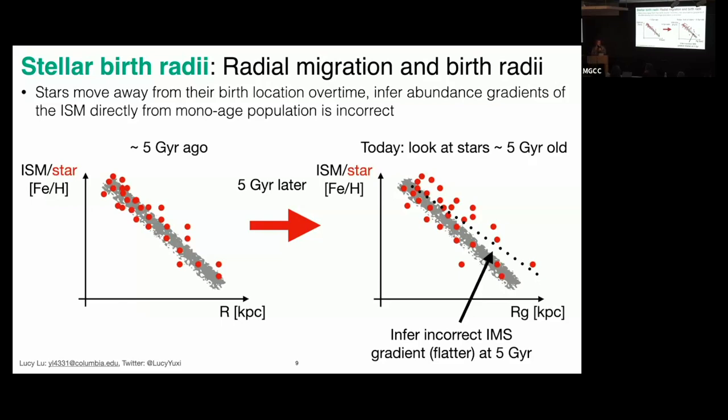And just a disclaimer for the LMC people: some people might think that, okay, the LMC is a dwarf galaxy, so maybe radial migration isn't that big of an effect. But based on simulations, we see stars can still migrate around 0.7 kpc over 1 gigayear. So it is still important to take radial migration into account if you want to look at individual stars to infer the metallicity gradient of the ISM.